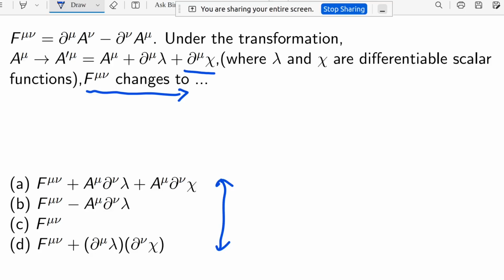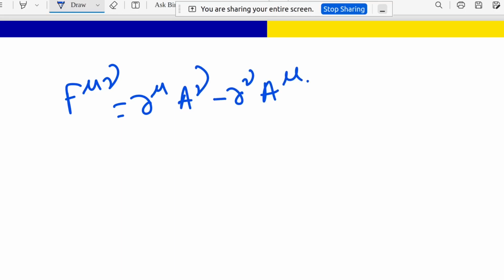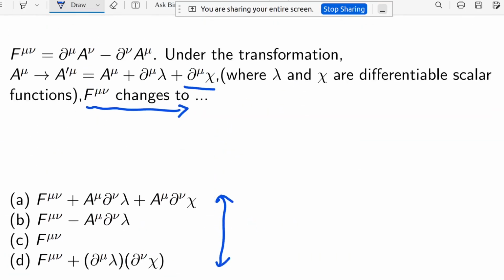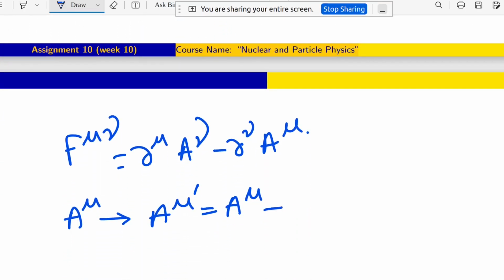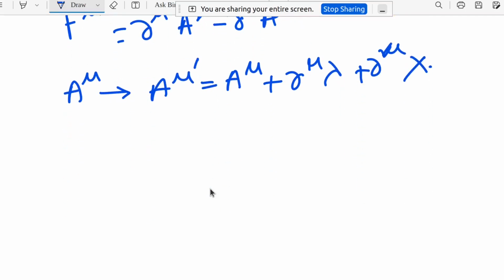What is the question here? The question is nothing but we have to replace A mu and A nu with the help of this transformation equation, and we will write what will be the value of F mu nu here. Okay, so first of all we are going to write F mu nu. F mu nu is what? F mu nu is del mu A nu minus del nu A mu, and A mu is changing as A mu prime equals A mu plus del mu lambda plus del mu chi. So this is the A mu prime.